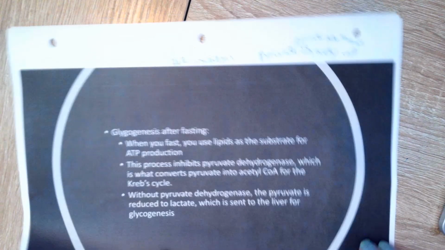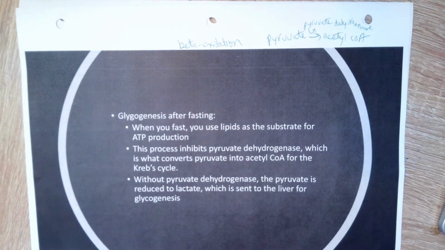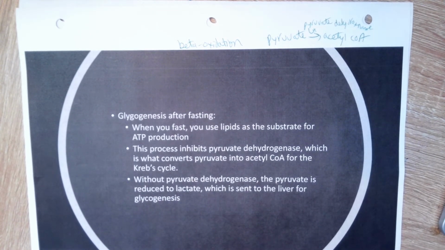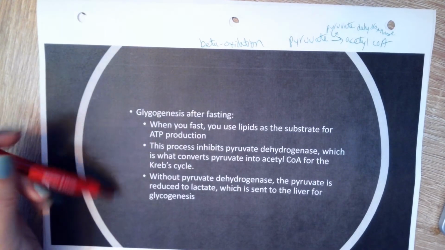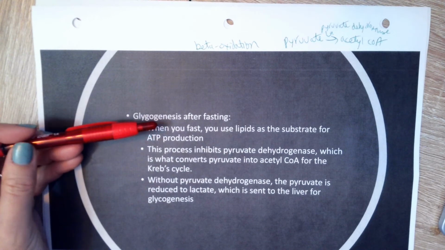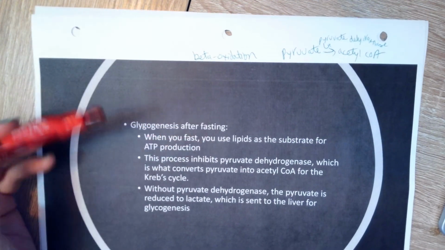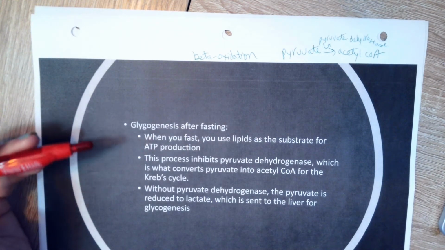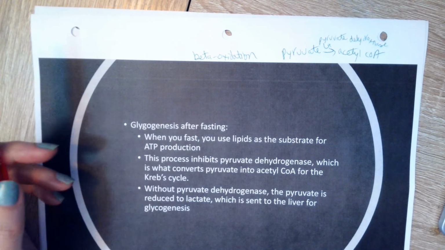Okay, so here we go. Glycogenesis after fasting. So remember, fasting just means you haven't eaten for a few hours, or it could be a longer term fast, like an official fast kind of thing. But even just a couple hours, your body's going to start to run out of glucose, because glucose is a really quickly burned sort of molecule. It's used for energy really, really fast, so it can get used up pretty fast.